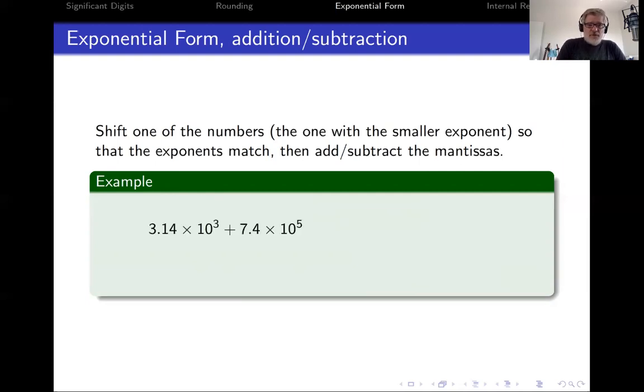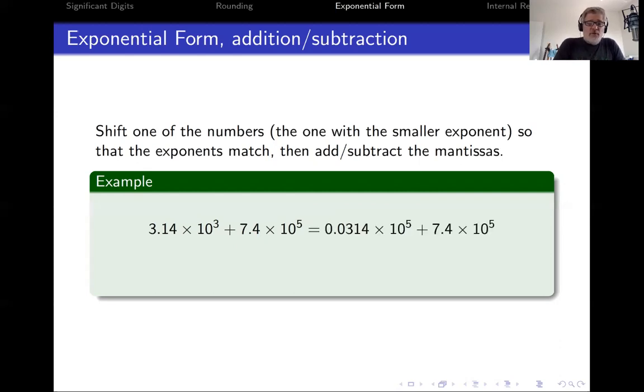So let me show you an example. Let's say you have to add 3.14 times 10 power 3. This is in normalized exponential form, and you want to add 7.4 times 10 power 5. So the exponents are different, so you can't do anything until you make those exponents the same, right? So you compare the exponents and modify the one which is the smaller one. So what you do is this.